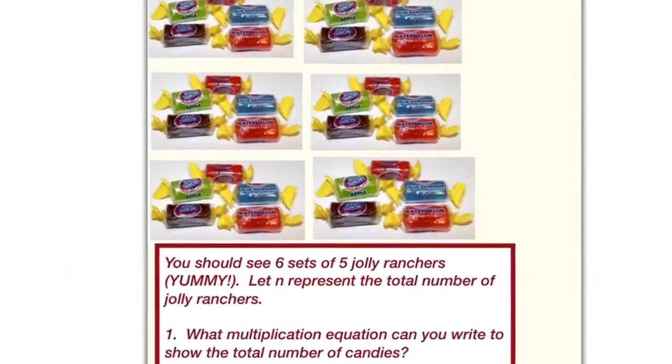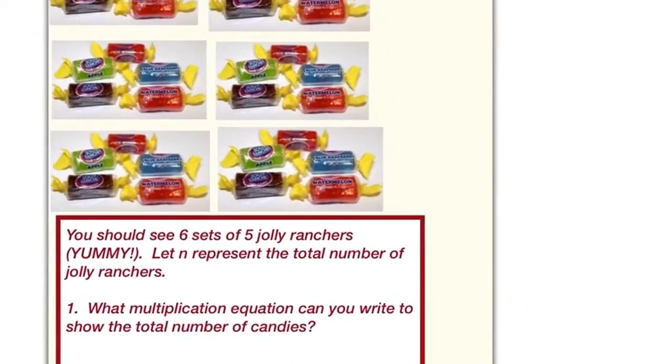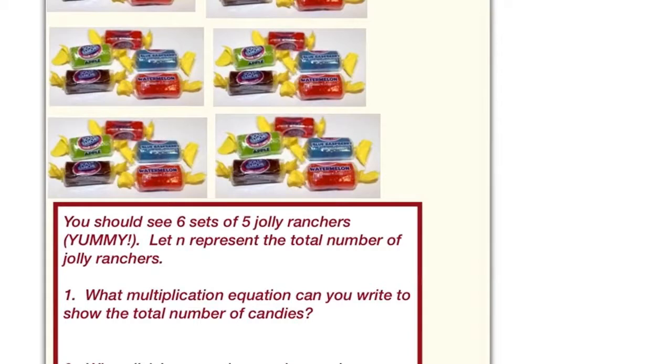Okay, ooh, Jolly Ranchers, that's some of our favorite candy, I know. Okay, so you should see 6 sets of 5 Jolly Ranchers. Let n represent the total number of Jolly Ranchers. What multiplication equation can you write to show the total number of candies?